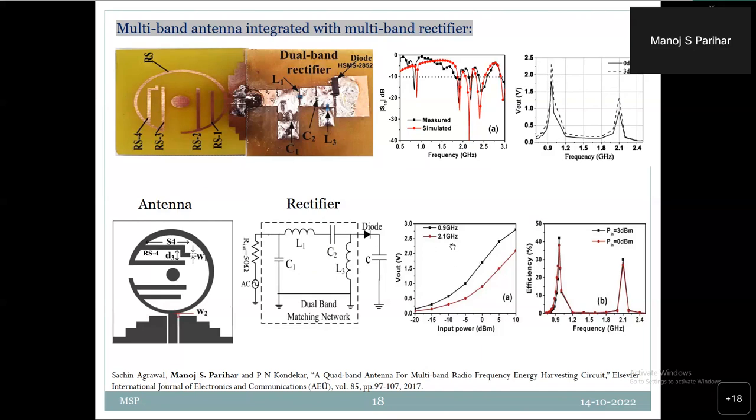You can see this difference between 0.9 gigahertz and 2.1 gigahertz is quite expected, because at high frequency the voltage level is quite low compared to 0.9 gigahertz, because at high frequency losses may be more. So V out or efficiency may be less at high frequency. This is quite expected.